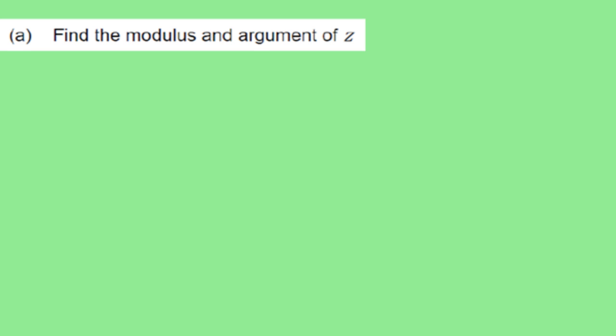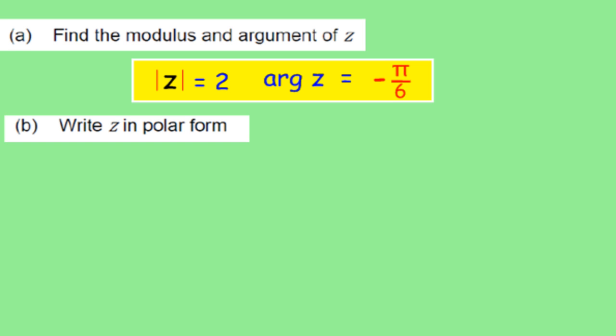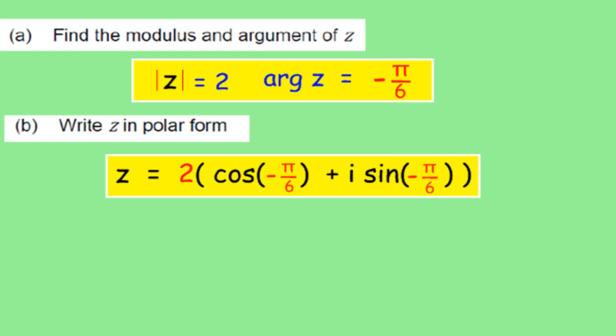So, the answers to the questions. Find the modulus and argument of z. Mod z is 2. Arg z is negative pi by 6. We're then asked to write z in polar form. So in polar form, z will be equal to 2 outside the brackets, and then cos of the argument, negative pi by 6, plus i sine negative pi by 6.